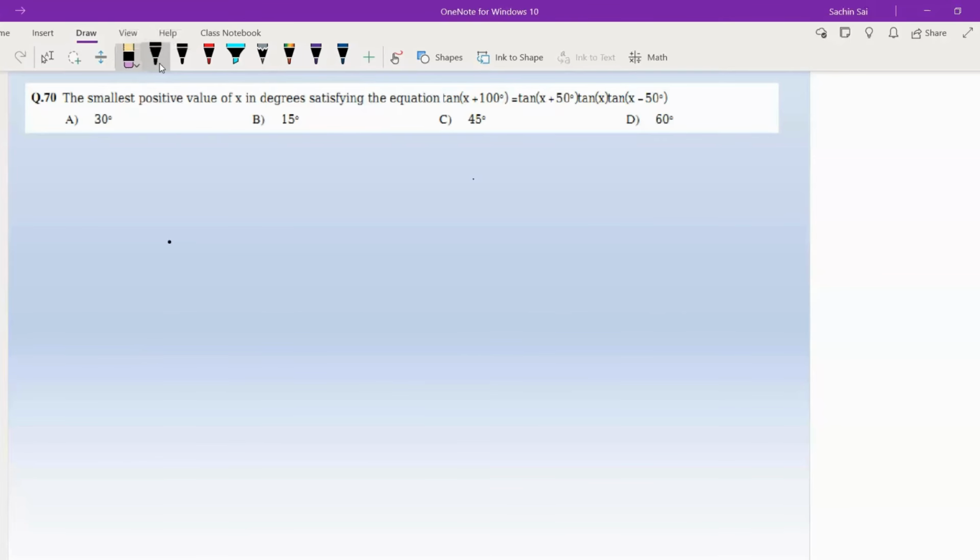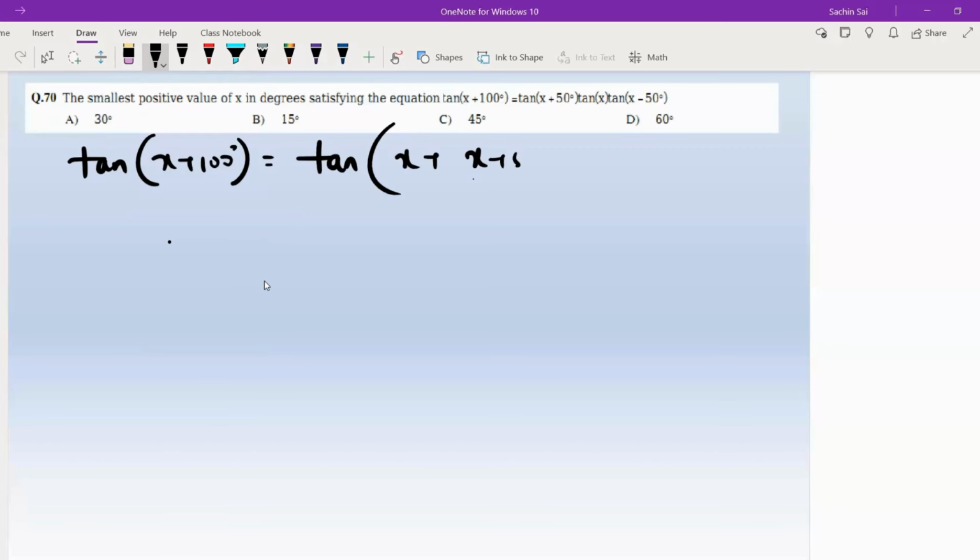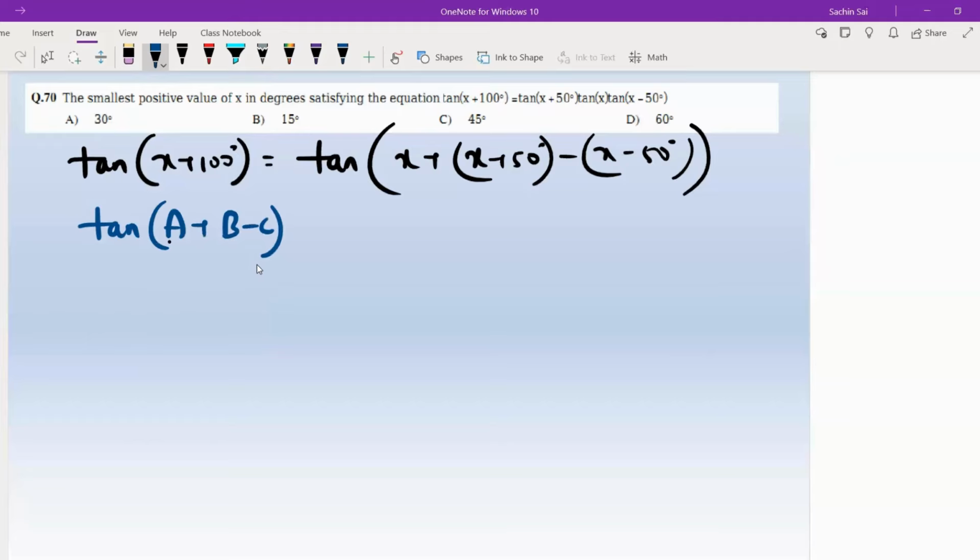So I have tan of x plus 100 degrees. This I can write as tan of x plus 50 minus of x minus 50, right? So the angles on the right hand side, I'm trying to relate the angles on the right hand side to those on the left hand side. So that means the left hand side is of the form tan of A plus B minus C, and the right hand side is of the form tan A into tan B into tan C.